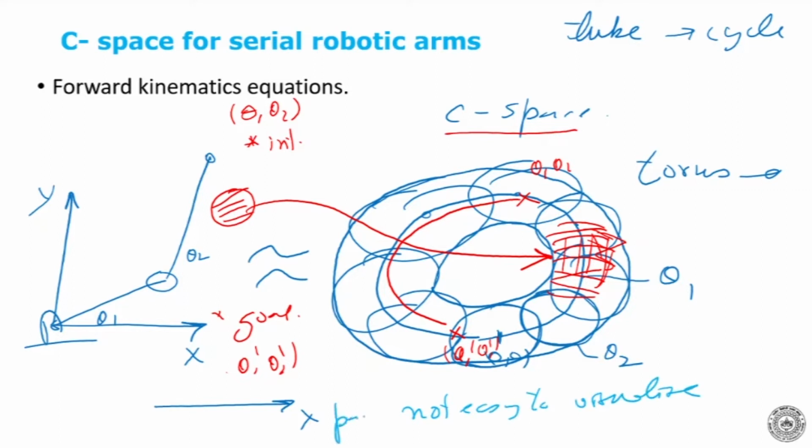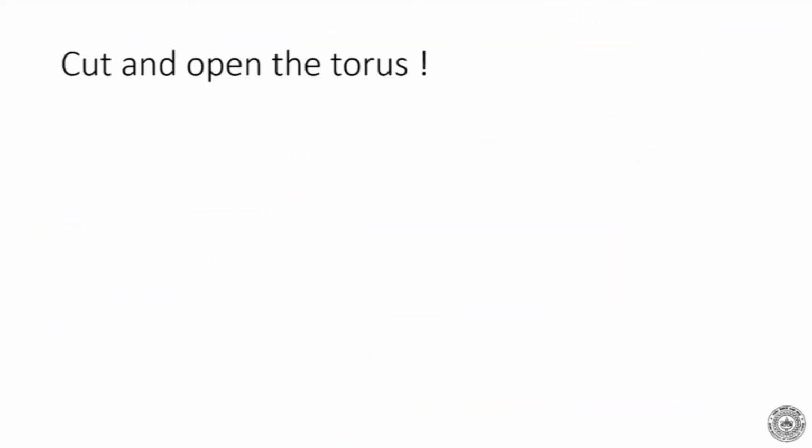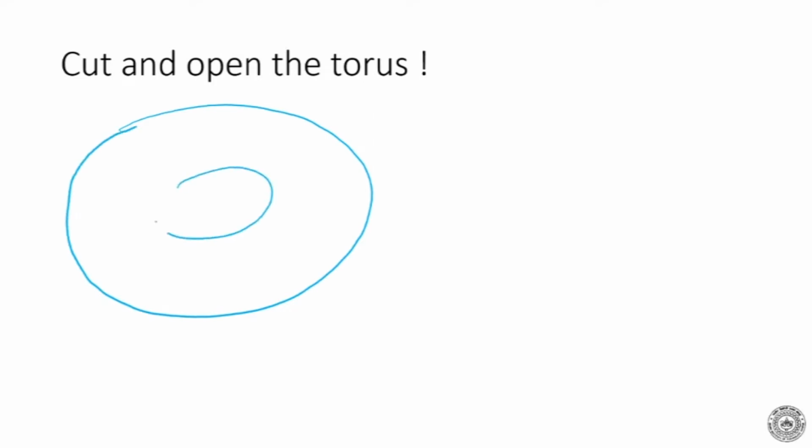Okay, so path is not easy to visualize here, unlike in the case of a mobile robot. So what we do is we take the torus, and in order to be able to visualize it, let me draw the torus here. Okay, so this is my torus. What we do is basically we cut the torus. If you can visualize this, I will cut the torus here.